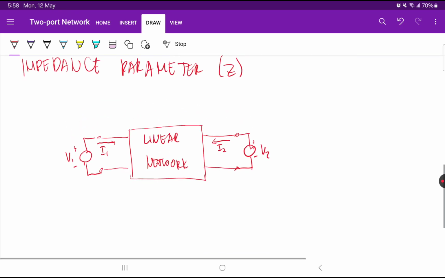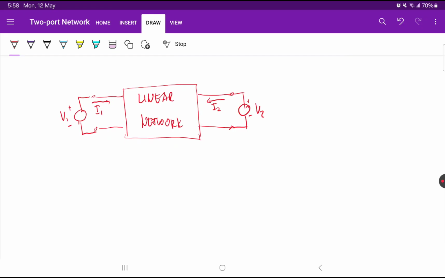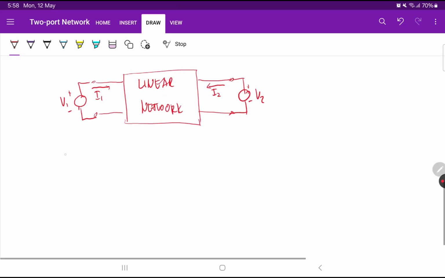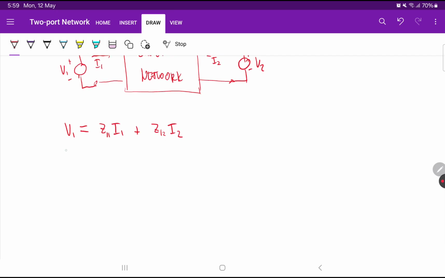Now, in an impedance parameter model, the voltage and the current can be represented by these equations. We can solve for V1. V1 is equal to a certain impedance, we can call it Z11, later on we'll be solving those parameters, multiplied by I1, plus Z12 multiplied by I2. And for the second voltage, V2, it'll be Z21 multiplied by I1 plus Z22 multiplied by I2.